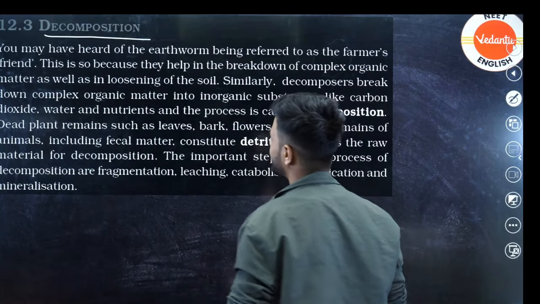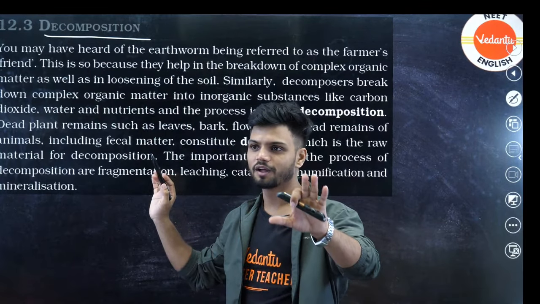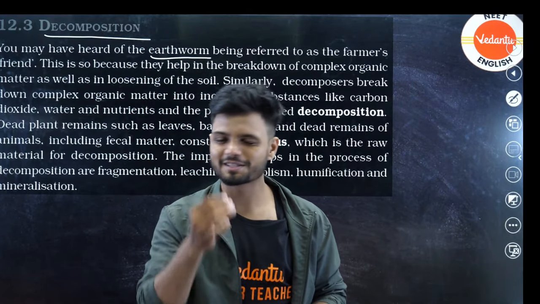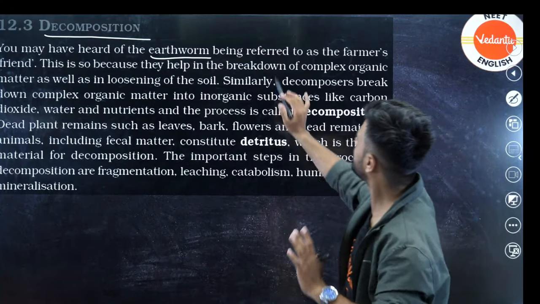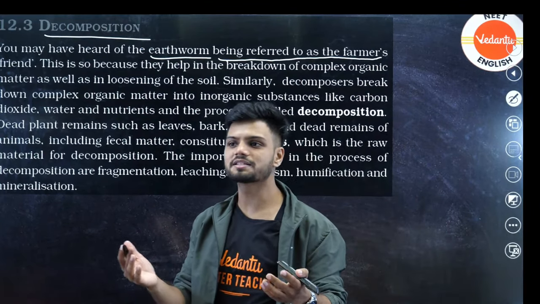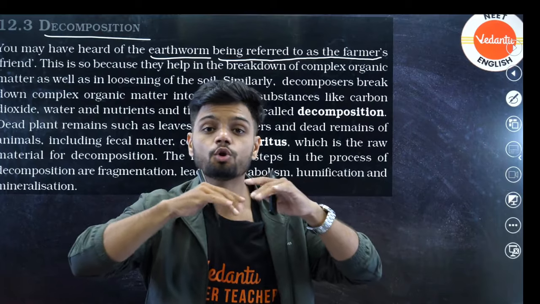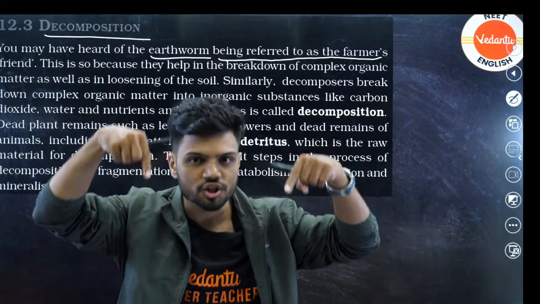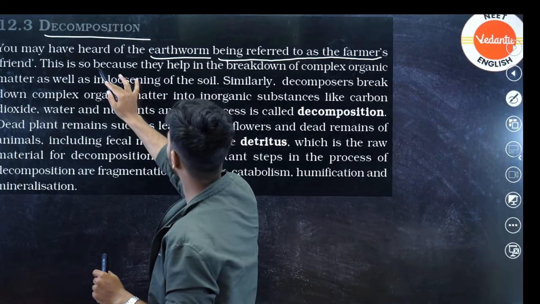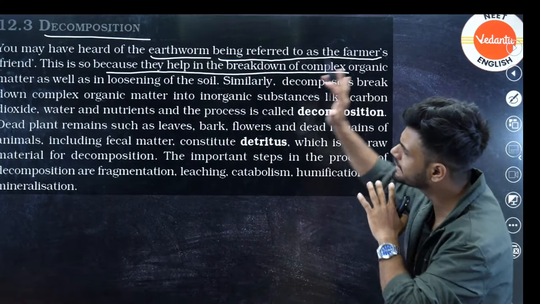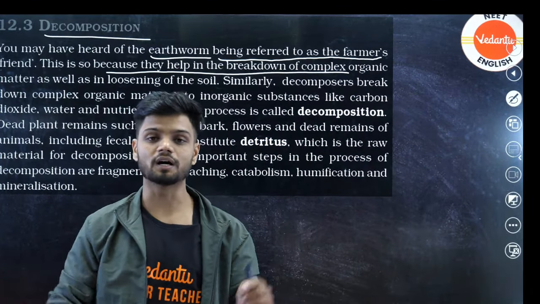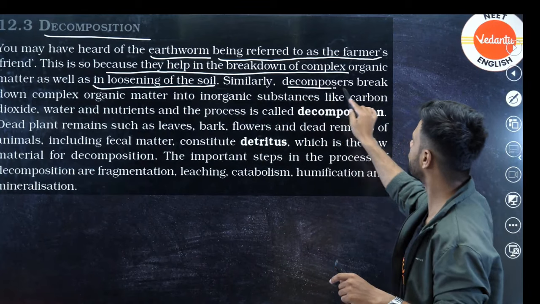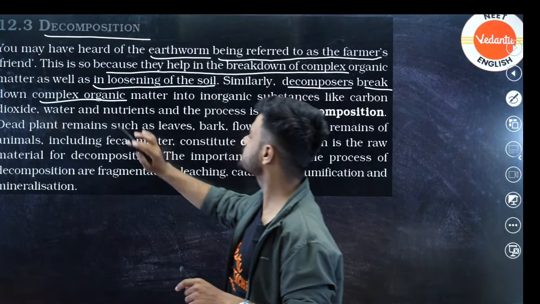Now, you may have heard of the earthworm, the small slimy thing. You may have heard of the earthworm being referred to as the farmer's friend. Why is it farmer's friend? Because it helps in loosening the soil. It makes small air pockets in the soil to make sure more oxygen is going into the soil. This is because they help in breaking down the complex organic matter. Similarly, decomposers break down complex organic matter.